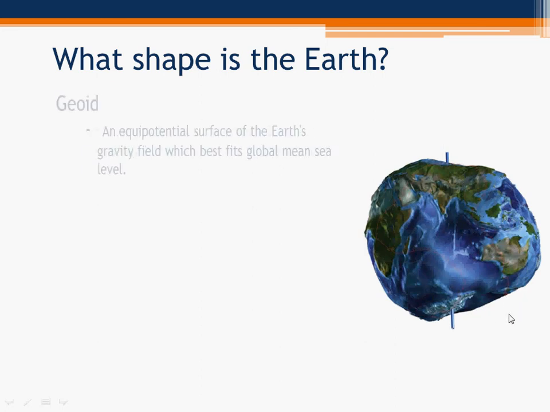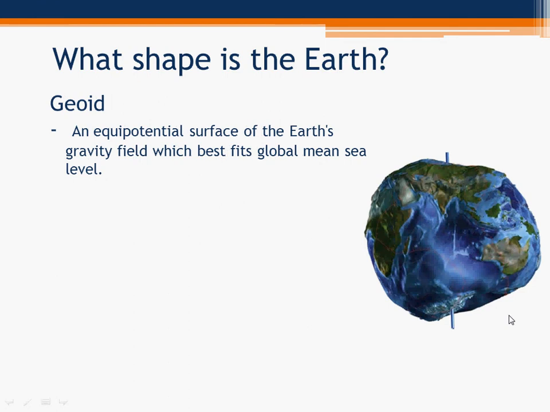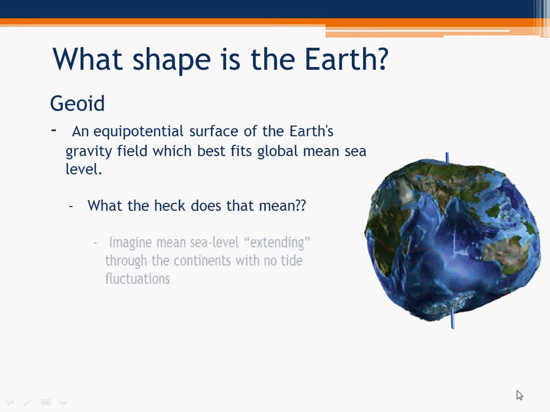But when we talk about the shape of the Earth, we call it the geoid, and this is the technical definition: an equipotential surface of the Earth's gravity field which best fits global mean sea level. Wow, kind of a long and drawn out way to describe this. So what the heck does that mean?